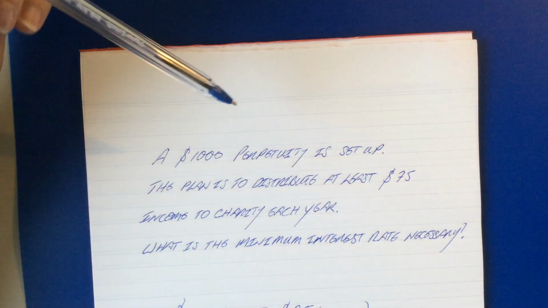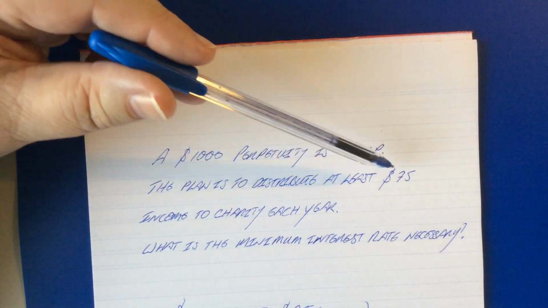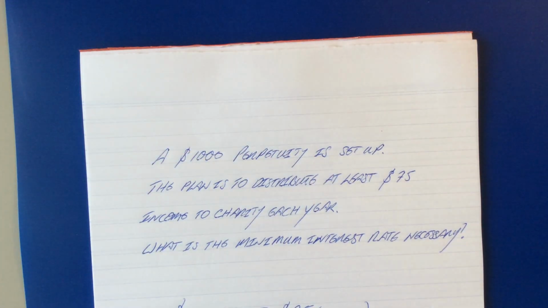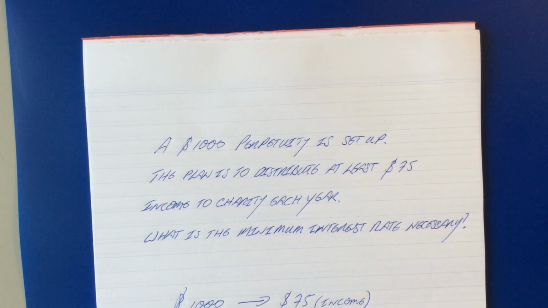Now, the plan for this is to distribute at least $75 income to charity each year. So what we have to do is create a perpetuity, the principal of which is $1,000, and that must generate at least $75 a year. So what we're looking for is the minimum interest rate necessary. It doesn't matter if we generate $85 or $90 a year, that's fine, but we must not generate less than $75. So what's the minimum interest rate that we can stomach?